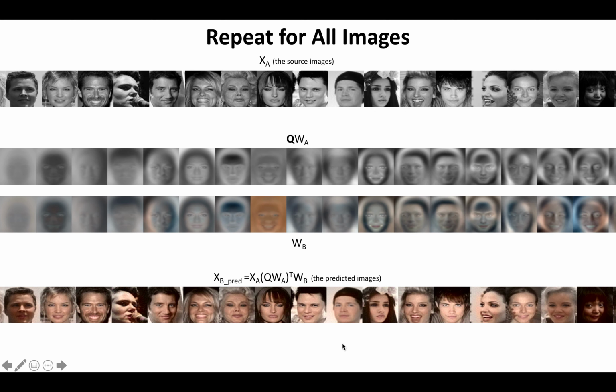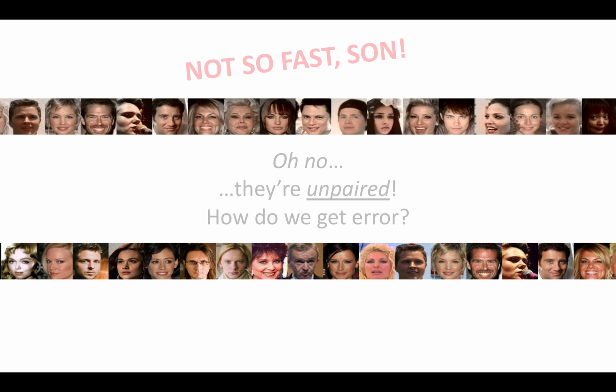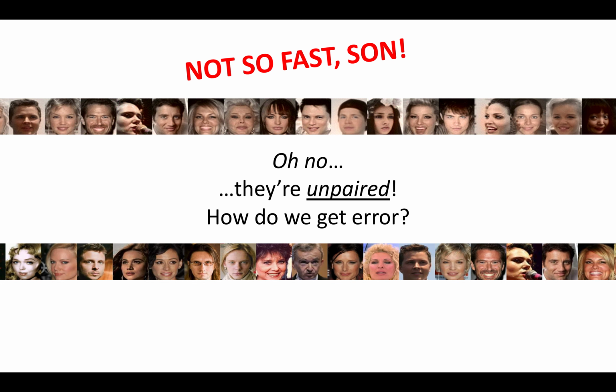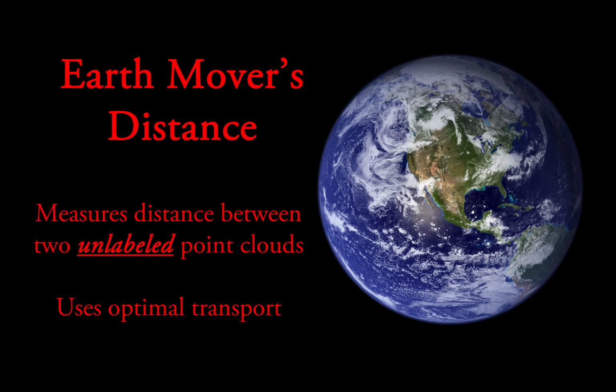And then we do that for all of the images. And then we compare our outputs to the targets. We use mean squared error to figure out the difference between these two. And then we backpropagate Q to make the error go down. Ta-da! We solved it! Not so fast. Actually, the whole point behind this algorithm is that it's unpaired. So, if there's no pairs, how do we get the error between these images? How do we backpropagate Q? The answer is Earth mover's distance.